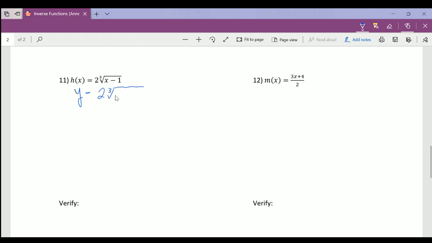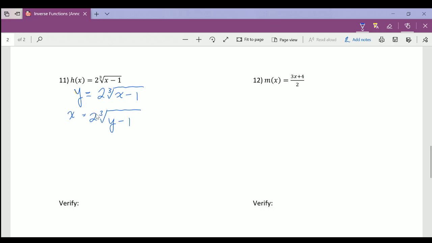cubed root of x minus 1. Oh, that should be an equal sign. And then you swap the x and the y. So now we've got x equals 2 times the cubed root of y minus 1. And from here, we're going to solve for y again.